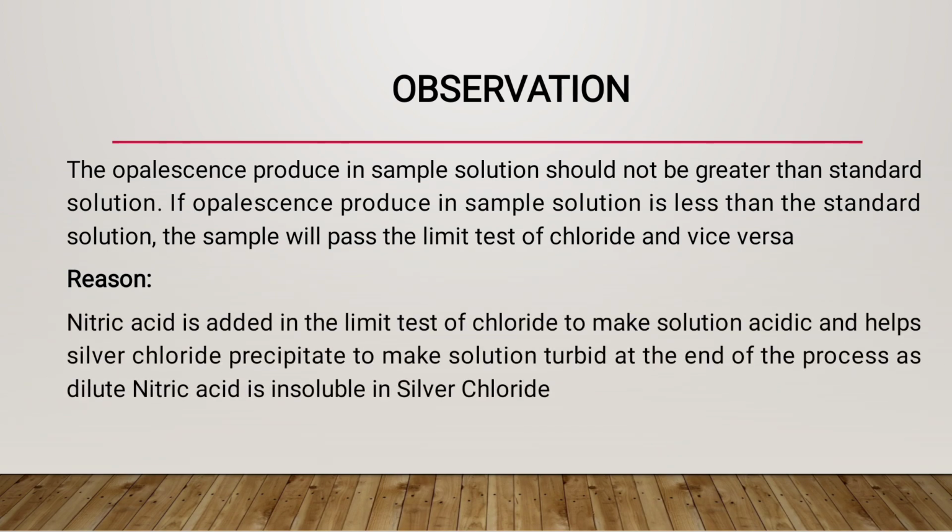The reason why we get this observation of opalescence: nitric acid is added in the limit test of chloride to make the solution acidic, and it helps the silver chloride precipitate to make the solution turbid at the end of the process, as silver chloride is insoluble in dilute nitric acid. Okay, are you getting it? Thank you.